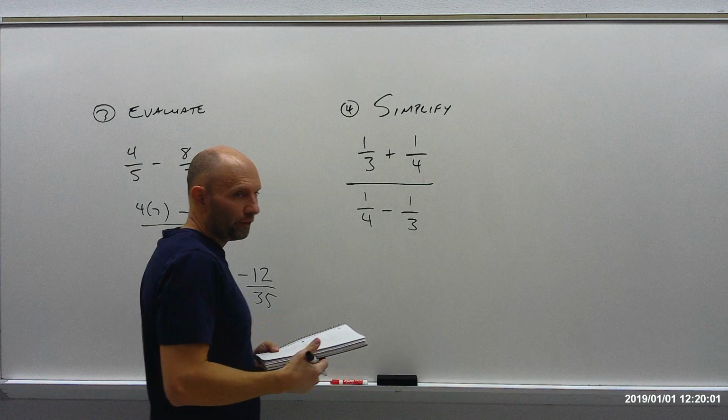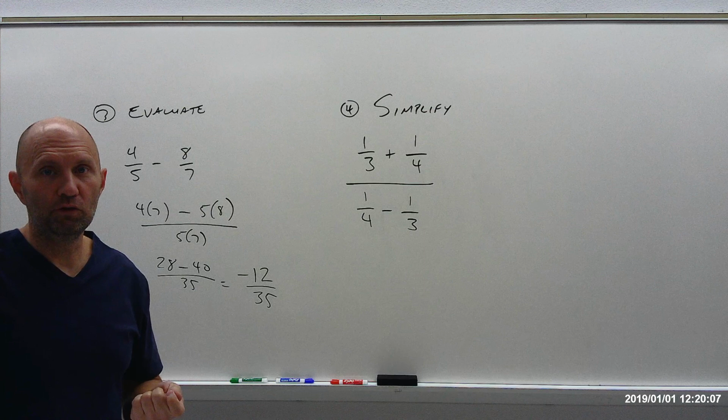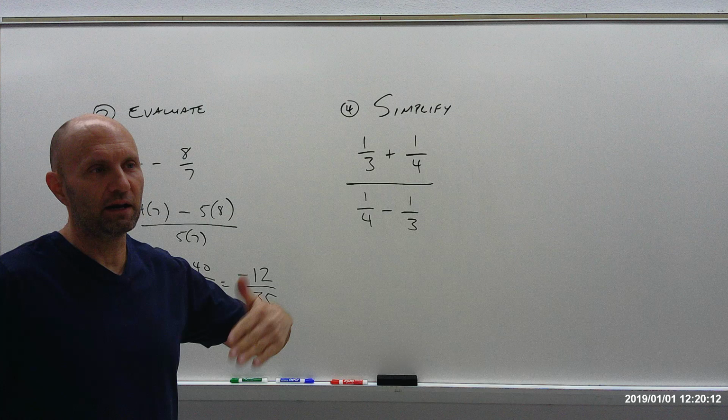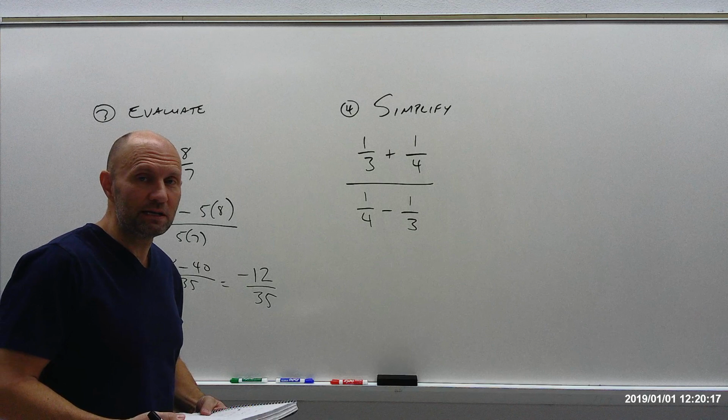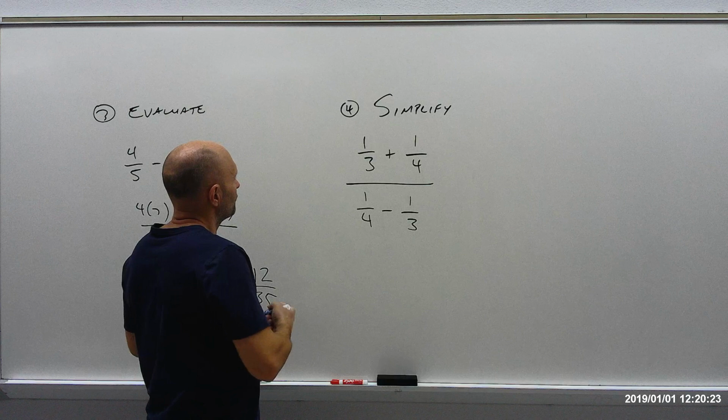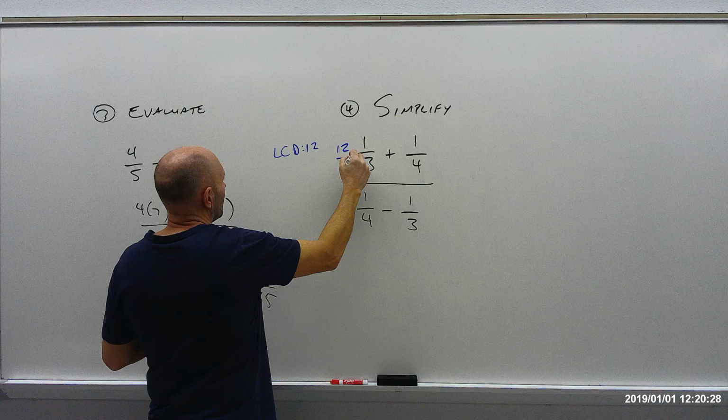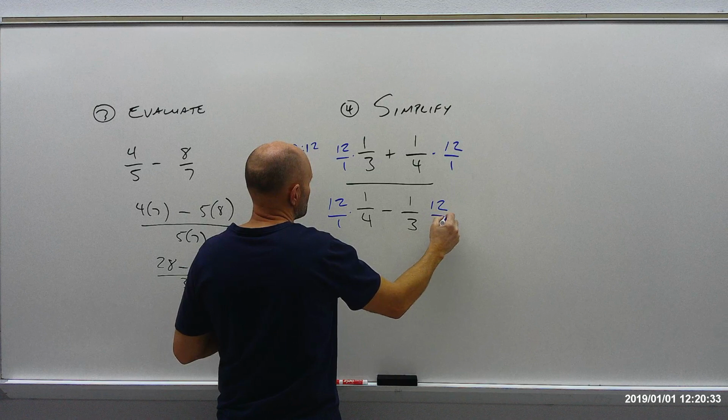Again, we have two options here. We can combine the numerator, combine the denominator, and then we'll have a fraction divided by a fraction, so we can do our keep change flip. Or the other option is to find the LCD and then multiply everything by the LCD. My LCD here is 12. I multiply everything by 12 over 1, and if I do this correctly, the fractions should disappear. It makes my life a little bit easier.